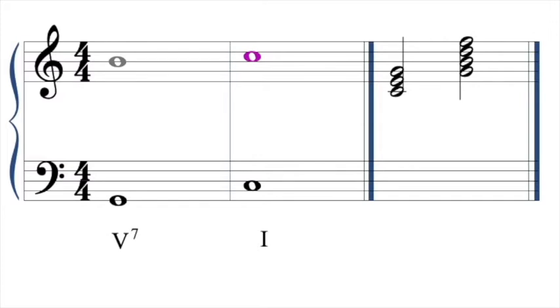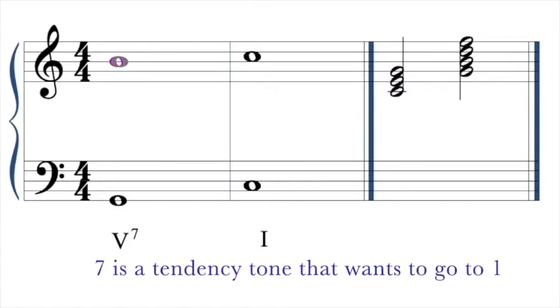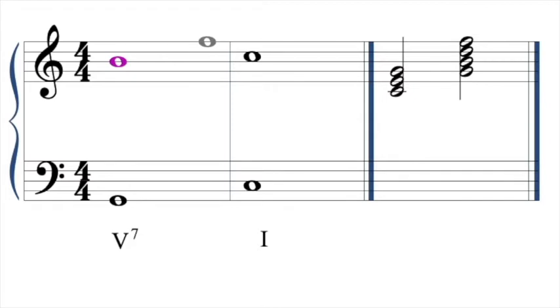Now, since we know that scale degree 7 is a tendency tone that wants to move up to scale degree 1, let's put scale degree 7 in the soprano of the 5-7 chord. That way we already have this tendency tone resolution built in before we add any of our inner voices. So now we've got scale degree 5 taken care of and scale degree 7 taken care of.